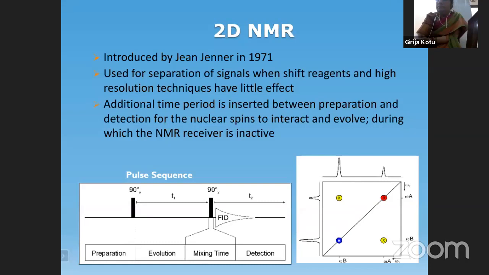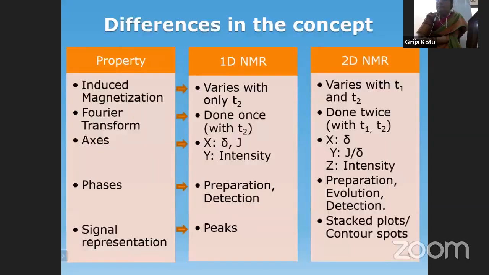That is, you will have an additional period that is called mixing time, where the NMR receiver is not active, so that the signal is not immediately detected as soon as the pulse is given, and the nuclear magnets are given time to evolve or interact among themselves. And that is how we can do the 2D NMR technique, and that is the basic difference between a 1D and 2D NMR.